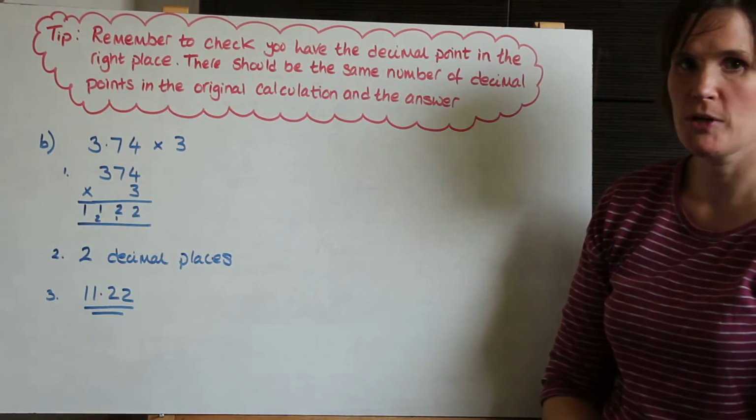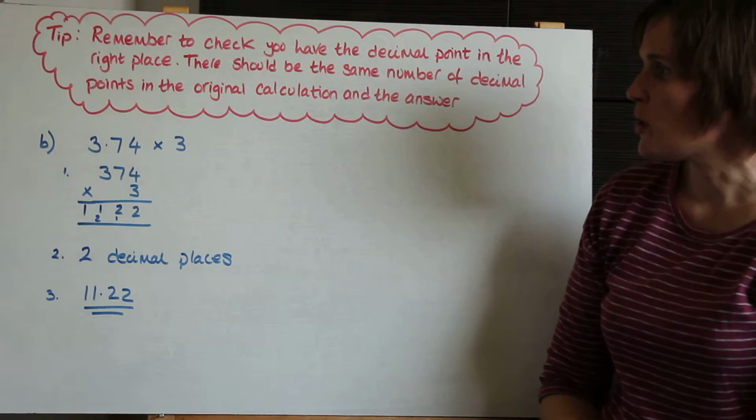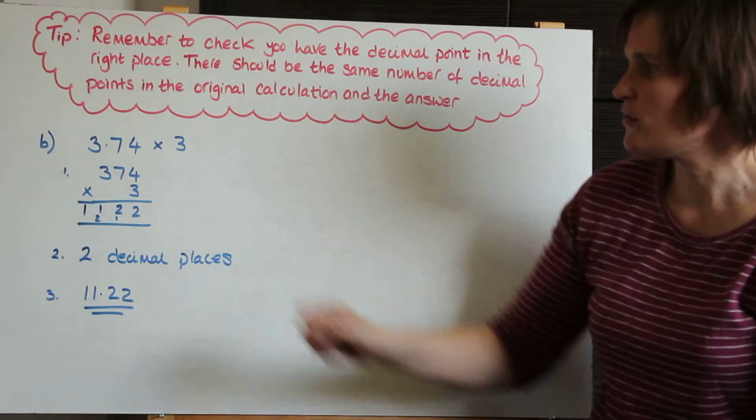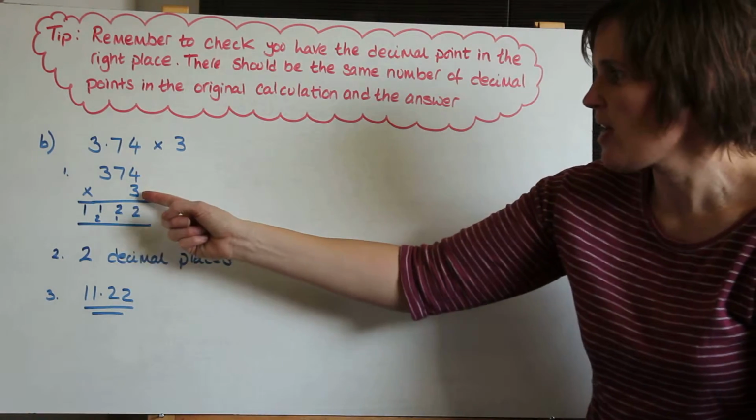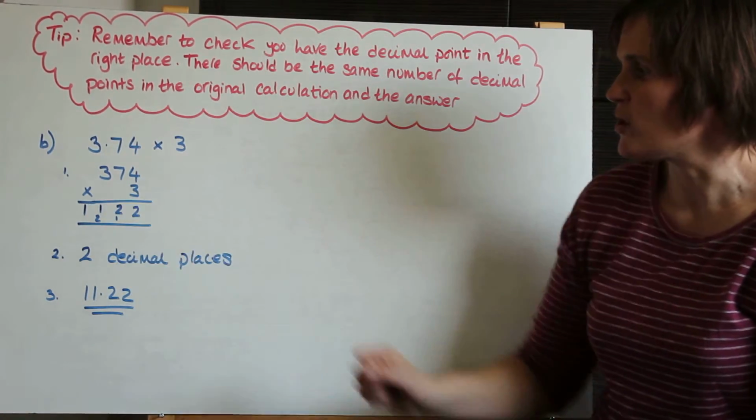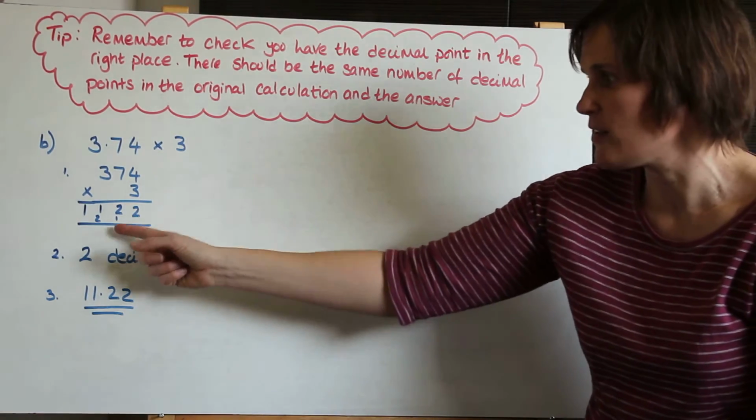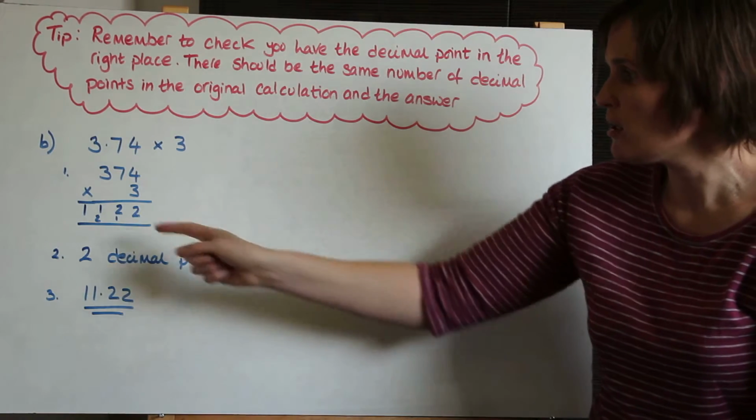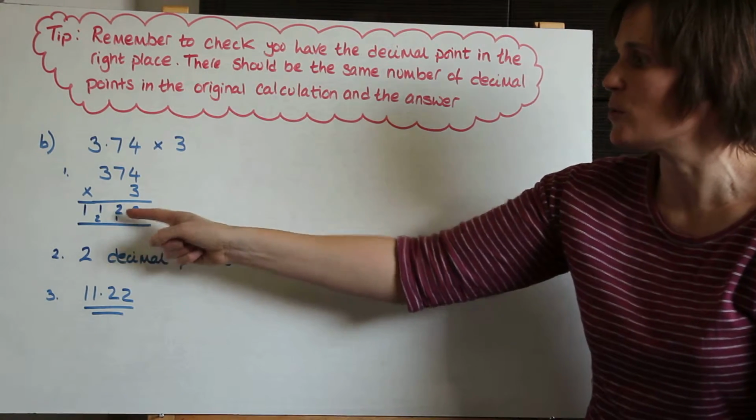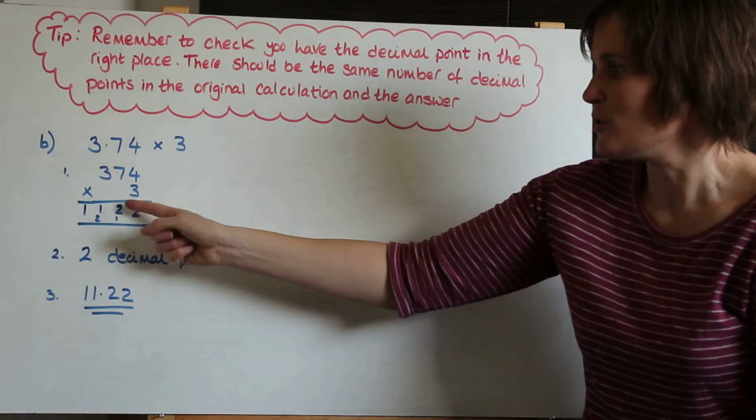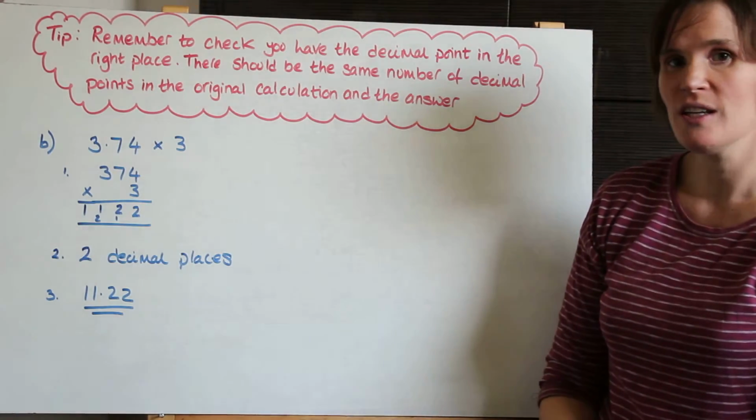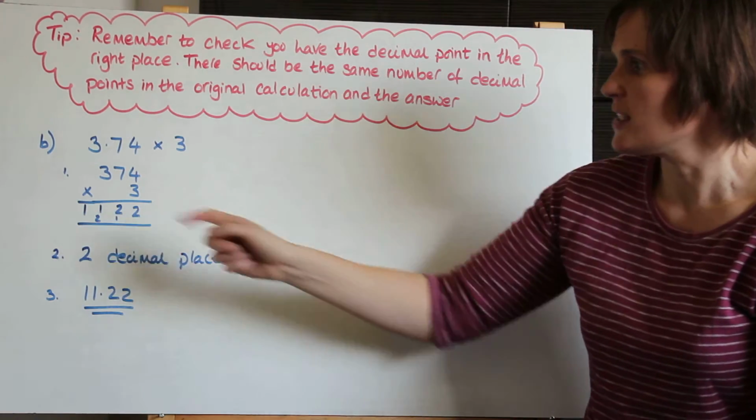3.74 multiplied by 3. So we're going to ignore the decimal point to begin with. 374 multiplied by 3. 3 times 4 is 12. Write down the 2, carry the 1. 3 times 7 is 21, plus the 1 here is 22. Write down the 2, carry the 2. 3 times 3 is 9, plus 2 gives us 11.